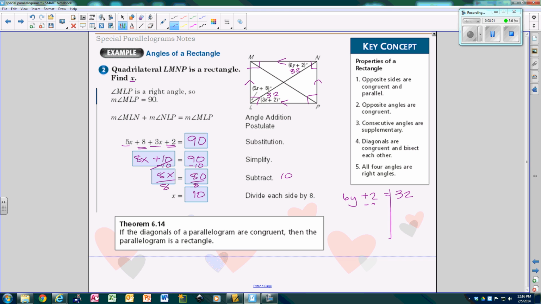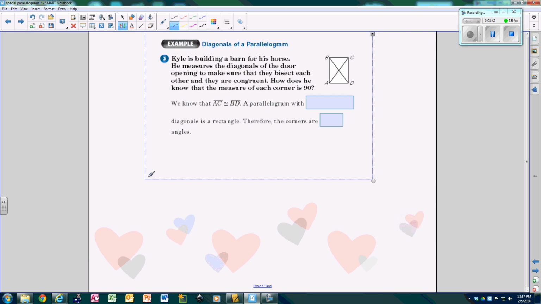So if I subtract 2, I get that 6y equals 30, and if I divide by 6, I get that y is 5. So now I was able to find both, but I had to find x first. And don't forget your main properties. All right. Now what about the diagonals?